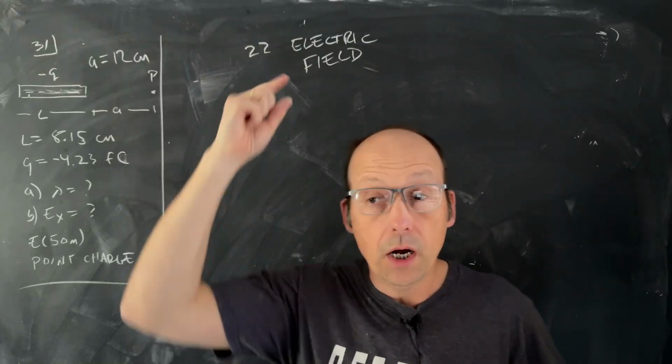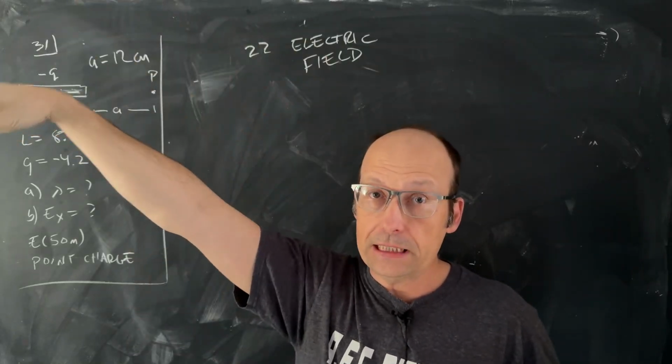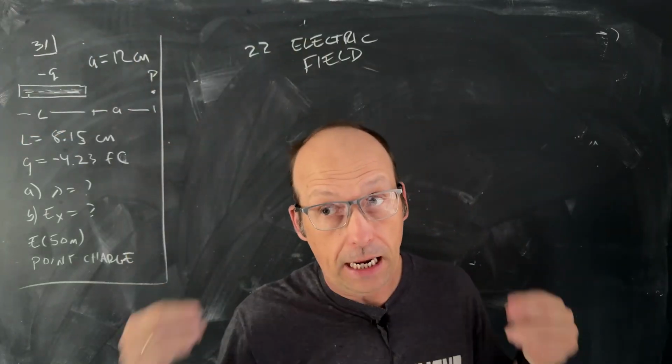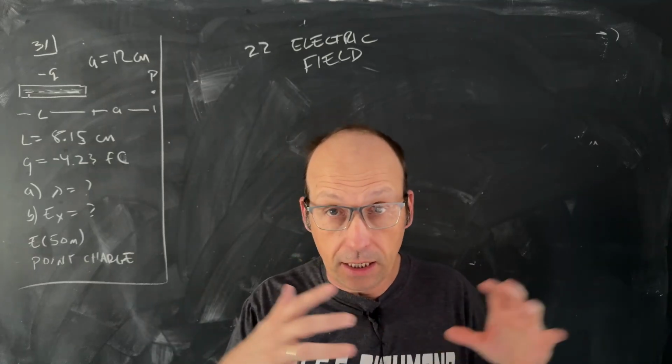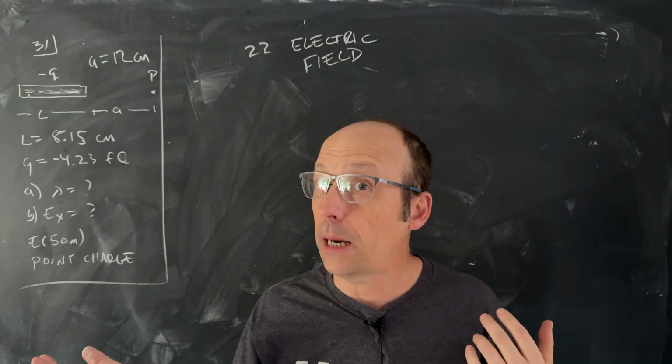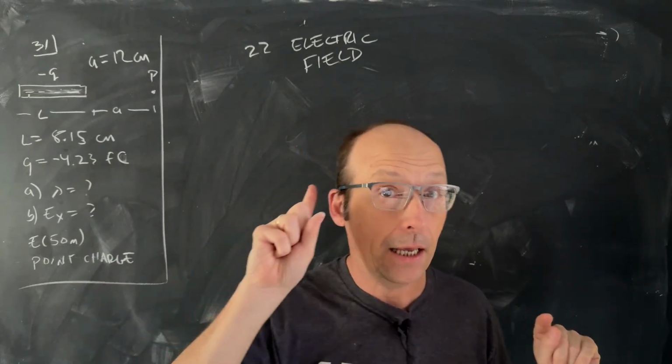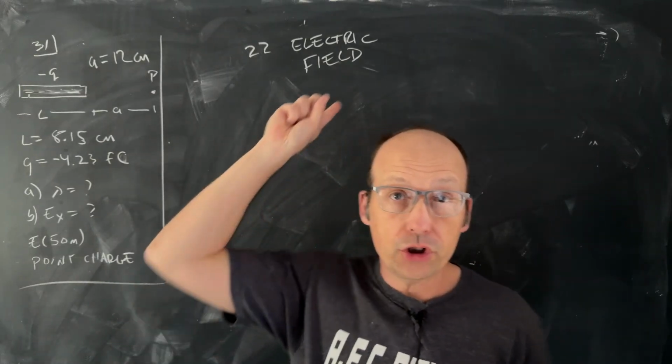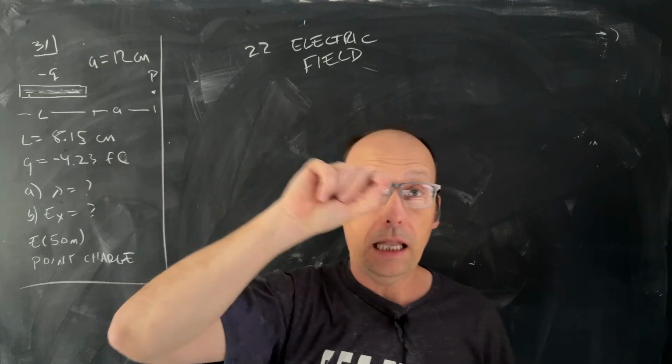Chapter 22, 24 problems in physics, working through some problems in Halliday, Resnick and Walker, just to give an overview of the whole textbook, really. I'm not doing every single chapter, just some of them, picking one problem. So we're in chapter 22, electric fields.